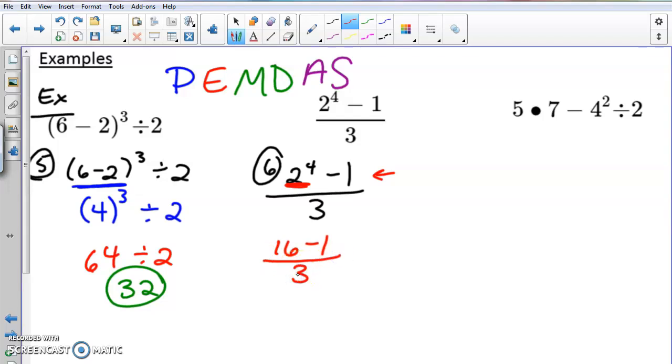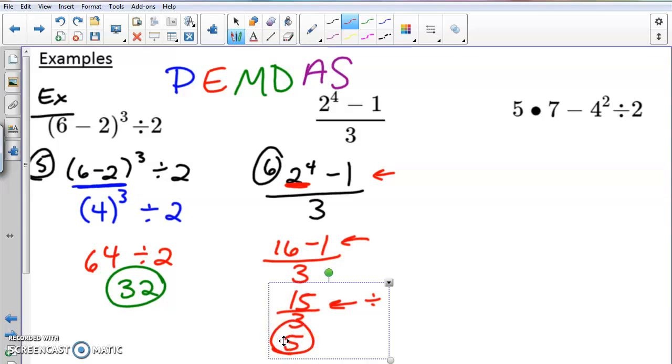Now, for this part, we have to fully simplify our numerator before we can worry about multiplication or division yet, because I know some of you know that the fraction bar means divide, but we're not finished with that numerator. So we're going to have to now add or subtract. So 16 minus 1 is 15, all over our 3. And lastly, that fraction bar means to divide, so 15 divided by 3 gives us 5.